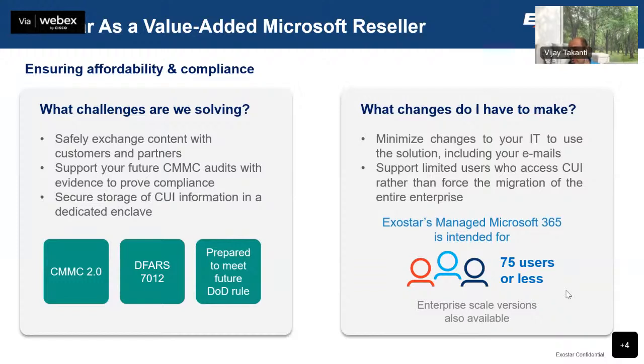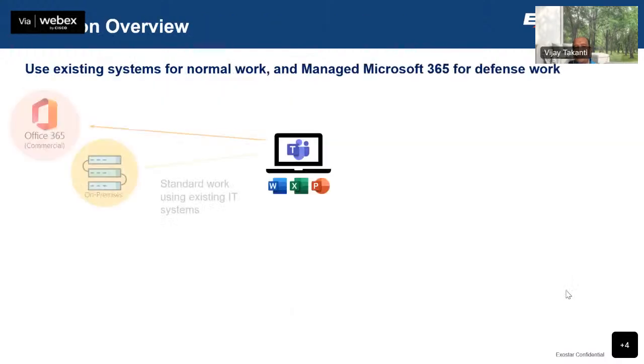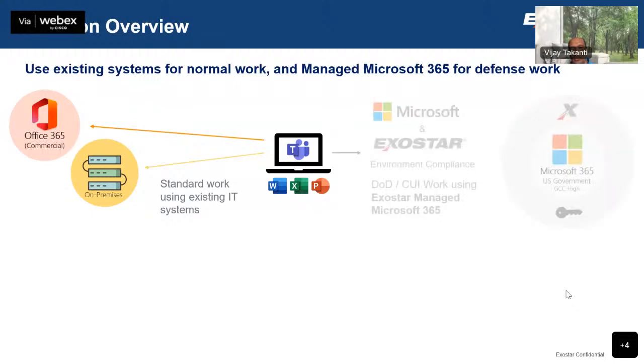If you have more than 75 users, we have different solutions, enterprise scalable solutions. We can talk about that in a later session. So what is the solution? If you're using Microsoft Commercial, you already know Teams. You can use your commercial solution as it is to do your standard work, or if you're using on-premises, as Richard pointed out, you can use whatever tools you use to do your commercial type of work.